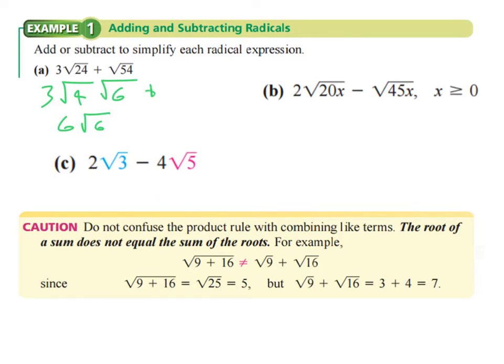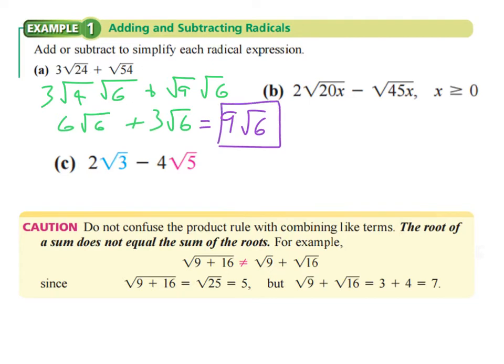We're adding that to the square root of 54. Well, 54 is 9 times 6. So that would be 3 square roots of 6. So now they're both square roots of 6, and we end up with an answer of 6 plus 3, or 9 square roots of 6. And so that's what that equals.